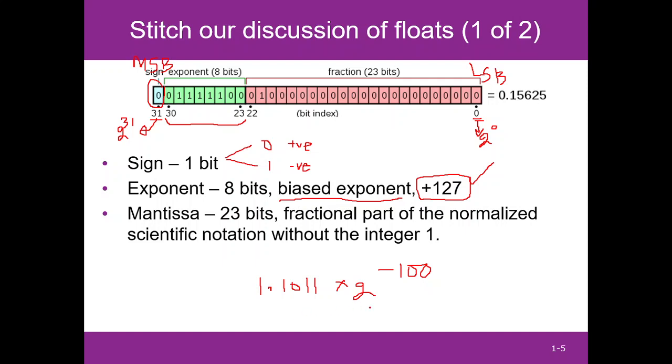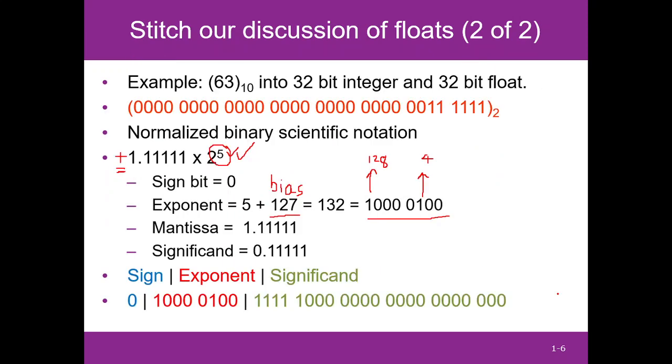This is a very small number. It is 0.00000000 and in the end we have 11011. So it has lots of zeros after the decimal point and then these non-zero bits. How do we store this exponent? We first add 127 to it, and whatever we get, we store that as the exponent. So the exponent would be 27. When we are converting it back, we subtract 127 from it, and then we get the real exponent.